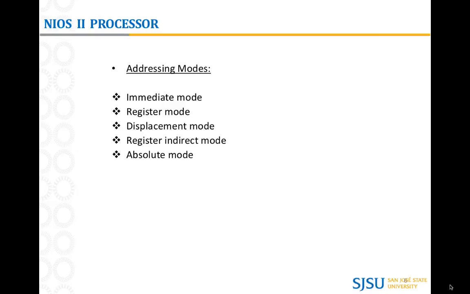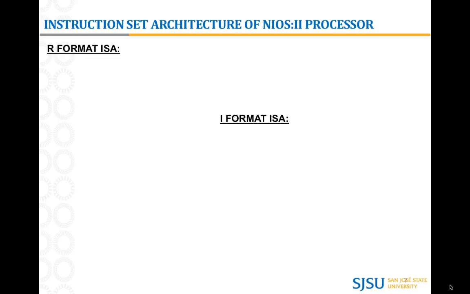The NEOS2 processor consists of different kinds of addressing modes. We'll go through them briefly. Its addressing modes are mostly the immediate mode, register mode, displacement mode, register indirect mode, and the absolute mode. There are three kinds of instruction formats: R format, I format, and J format.